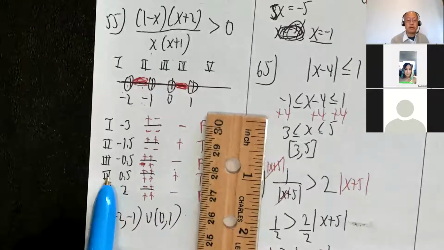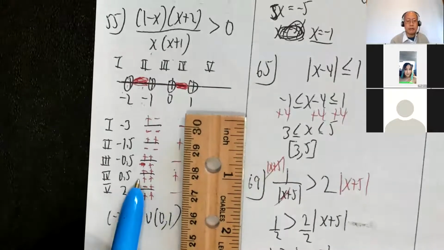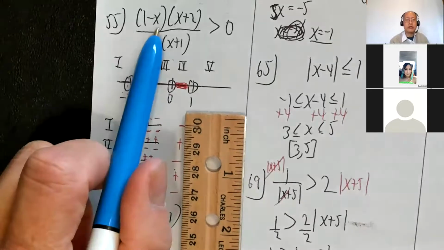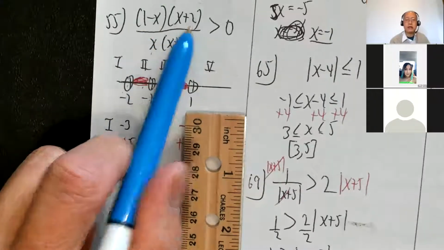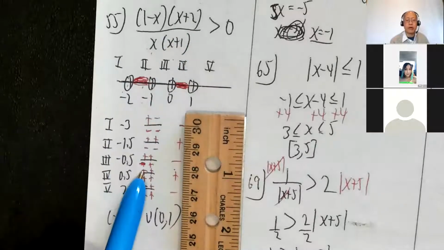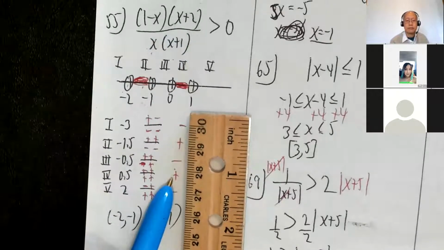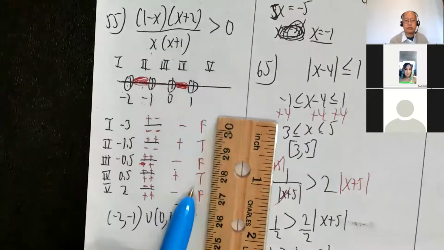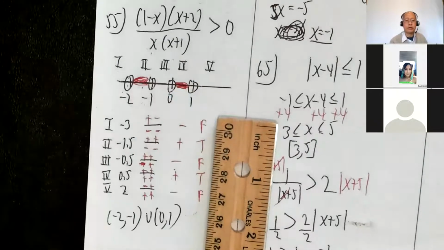Okay, region 4, 0.5. Looks like they're all positive. 1 minus 0.5 is positive. Well, these are clearly positive, right? Positive plus positive, positive 0.5. So 4 positives, positive. Positive greater than 0, true. Shade in region 4.